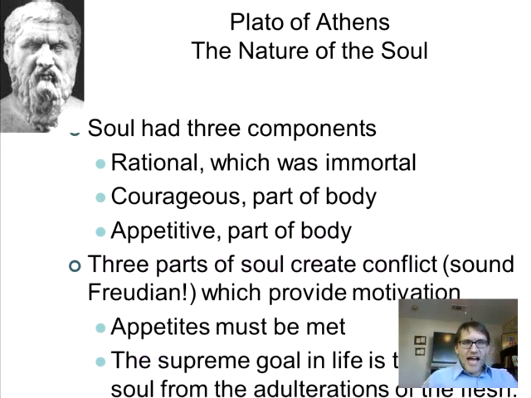Here's a little side note. The soul has three components according to Plato: the rational part, the courageous part, the appetitive part. Okay? Appetitive, courageous, and rational. Does this sound like, let's see, appetitive equals id, courageous equals ego, rational equals superego? I don't know, I could be wrong. Three parts of the soul create conflict, and this conflict provides motivation.